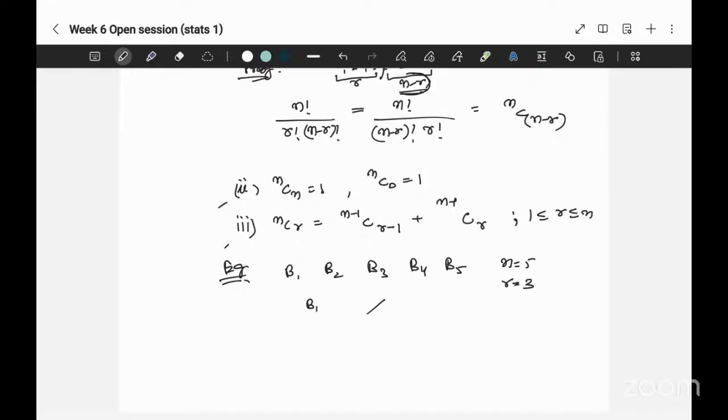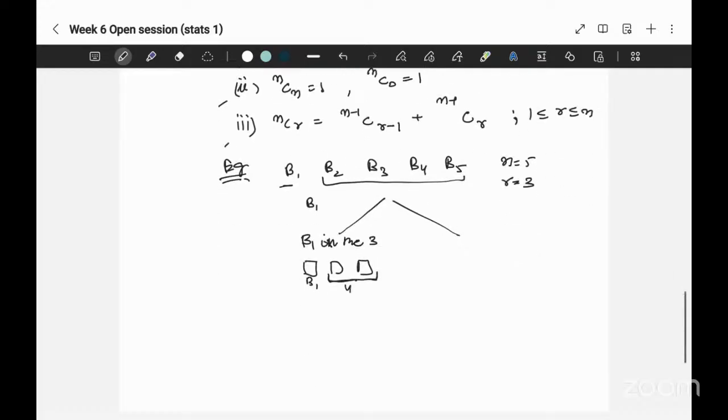In the first case, I have B1 in the three balls that I'm selecting. B1 is already there, so now the remaining two balls are to be selected from the remaining four. So it will be 4C2.